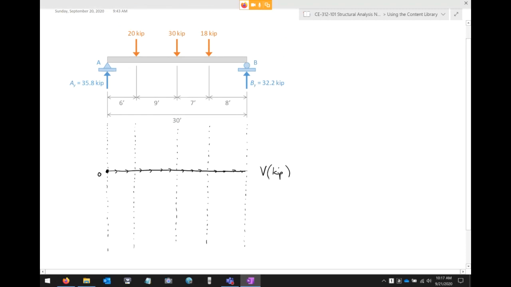Now, whenever you're drawing a shear diagram, you basically just look at the beam and do what the beam tells you to do from a load standpoint. So I start at 0 and I look at A. What is the first thing that I see here? I see this 35.8 kips going upwards. So if I'm at 0, I jump up to right here. And what is that? 35.8.